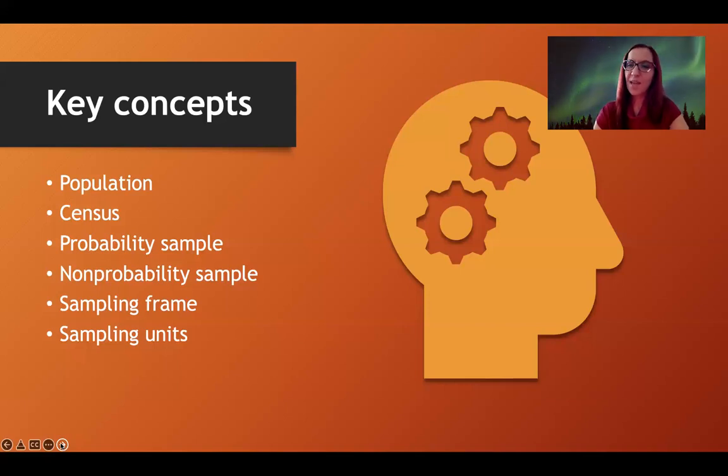A sample frame, I guess, if you're searching for students who study, let's say, who are graduate students in Dyson College, you could search for a list of students and then simply pick units, pick people, randomly select people that you would like to survey for your study.